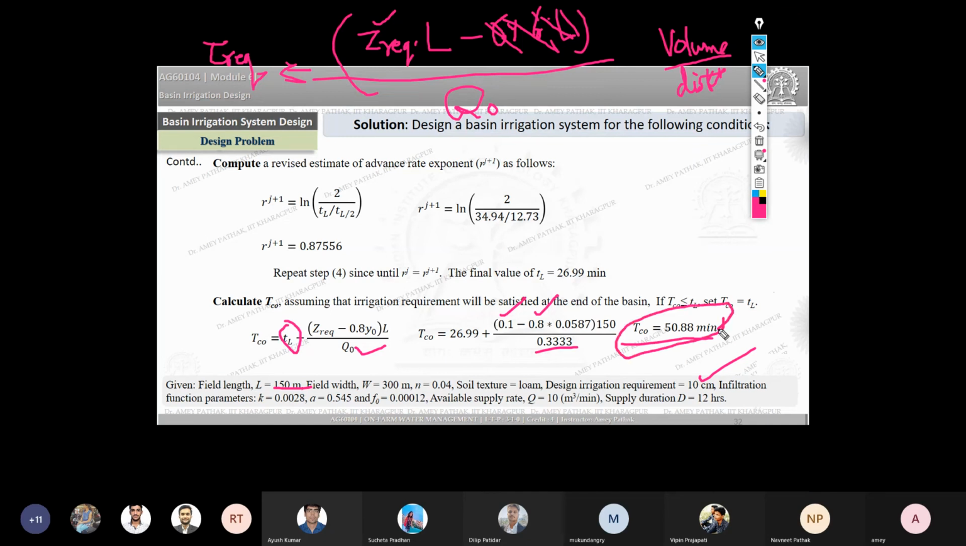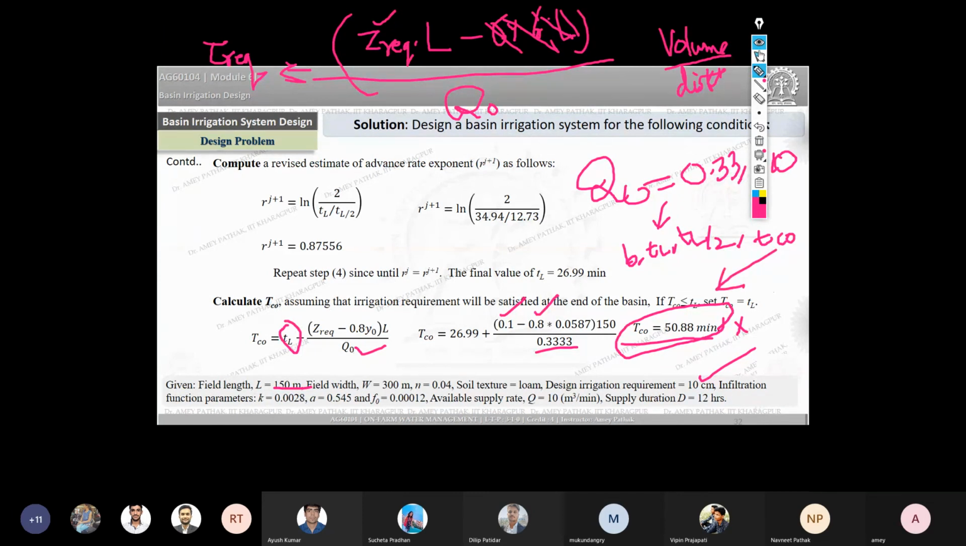So this is time of cutoff, meaning your irrigation supply should cut off if you select Q naught equal to 0.33, and based on this 0.33 you have calculated B, TL by 2 and time of cutoff. For this set, here again we have selected 10 sets. For this combination, time of cutoff should be 50.88 minutes.